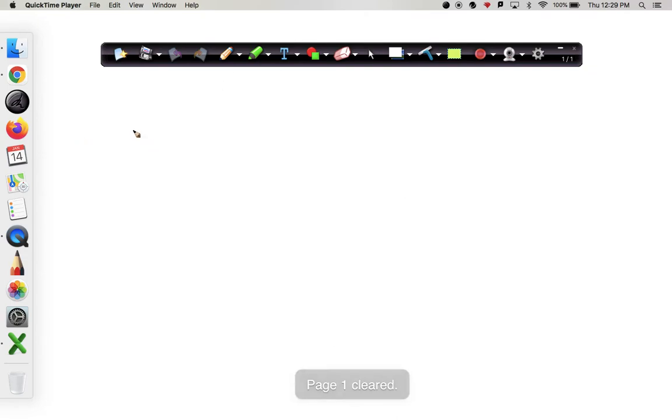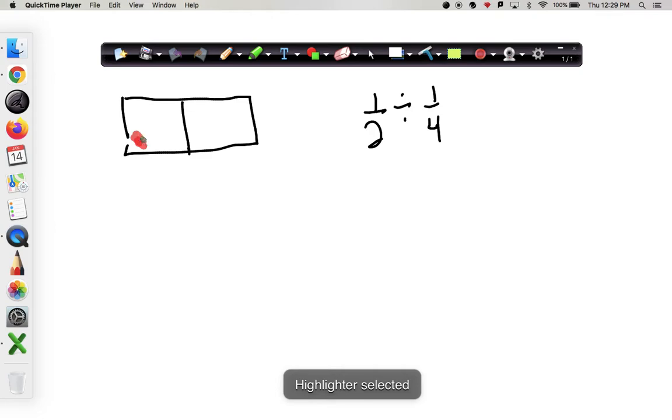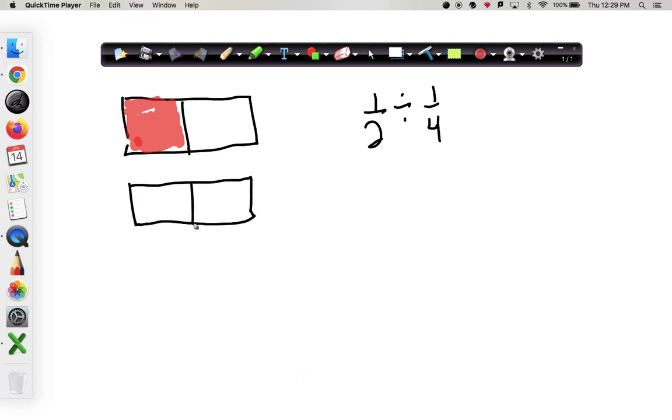So let's do 1/2. So we'll do 1/2, and let's divide. This was one of the examples from the video. 1/2 divided by 1/4. So we'll shade in half of this. And we will get our unit size, which is 1/4. And let's change colors here, and this is 1/4.